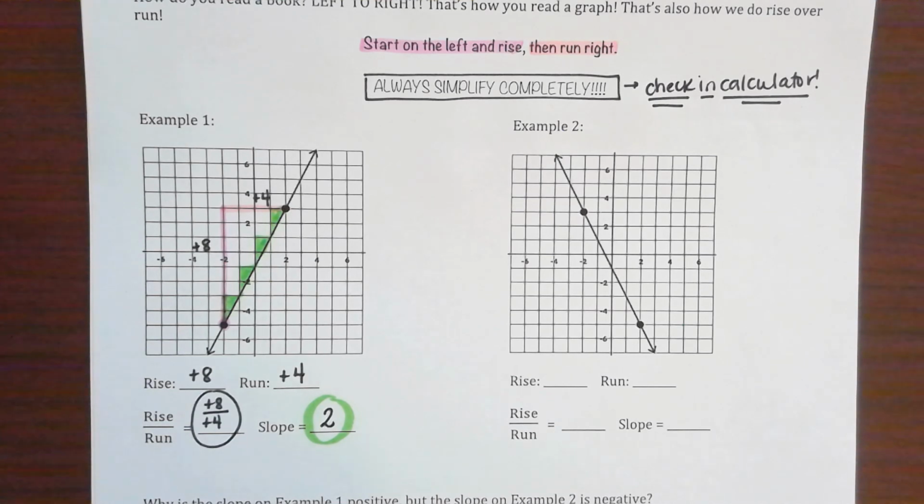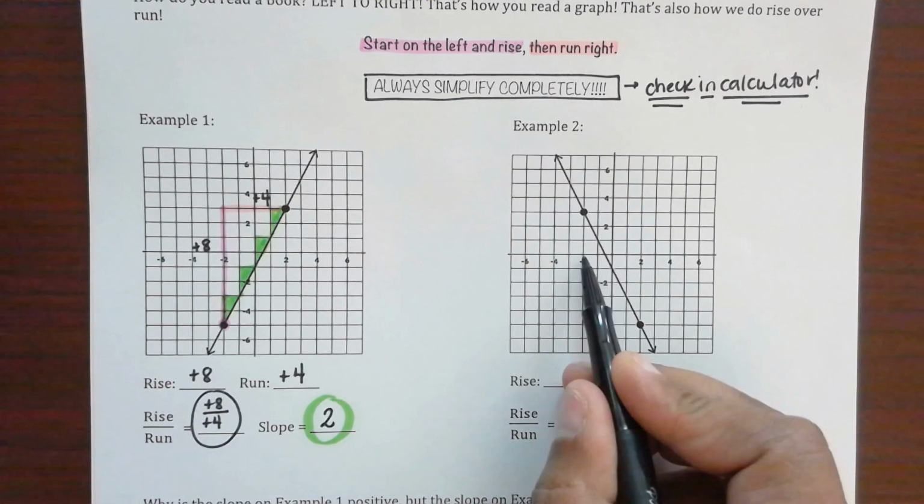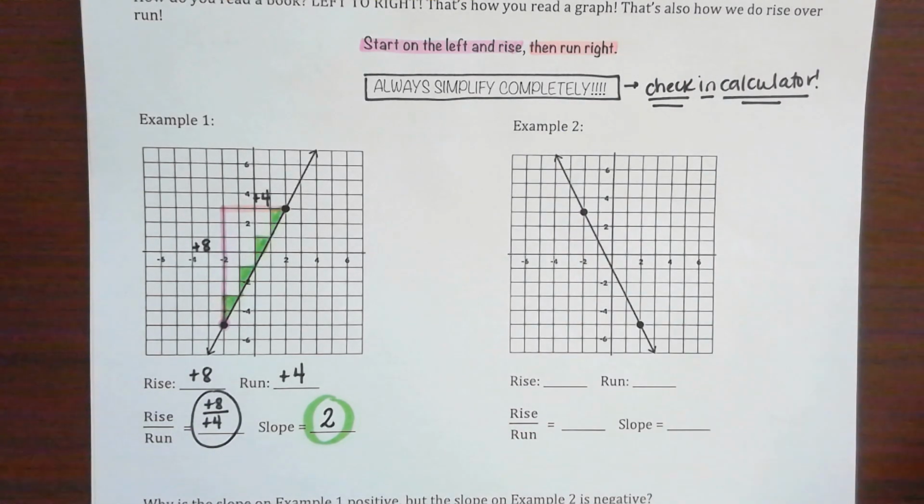Okay. Let's look at example number 2. Remember, we start on which side? The left side, the leftmost point. So what are the coordinates for the leftmost point? Negative 2 and 3. So that's where we're starting.